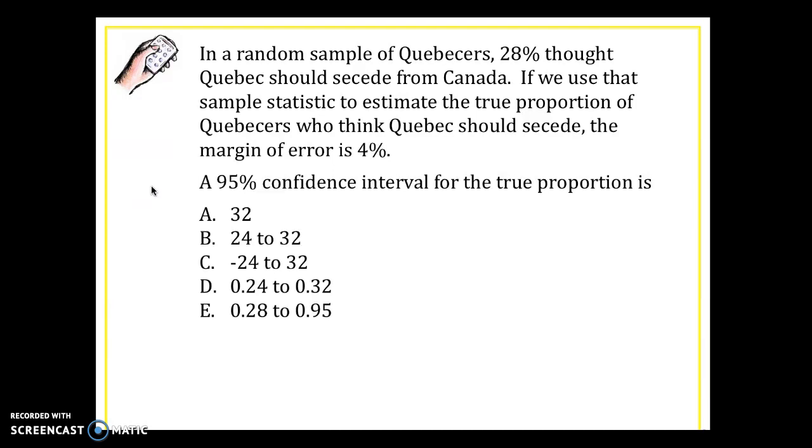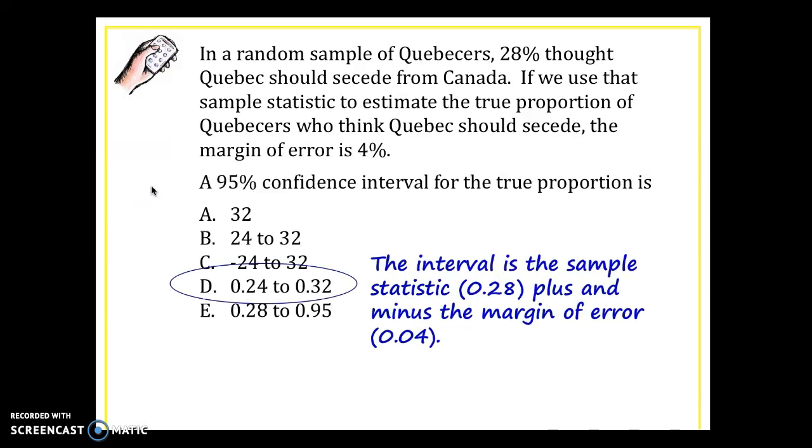The answer is D. So the difference between this question and the previous question: in the last question we were given the standard error, so we had to double it to get the margin of error. In this example, we're given the margin of error. So we need to take 28% and subtract and add 4%. Subtracting gets me 24, adding gets me 32%. So make sure to pay attention. Do we know the standard error or the margin of error?